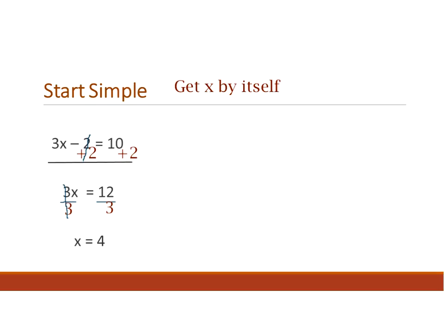Now, if I'm unsure of my answer, I can take that 4, and you can do this with any of these problems, and I can plug it back in for x. 3 times 4 is 12, minus 2 is 10. 10 equals 10, that's a true statement, so I know I've done it right.